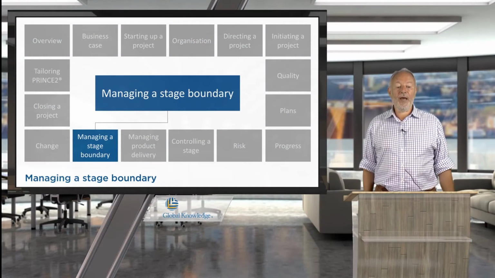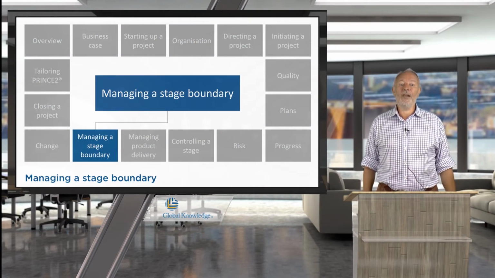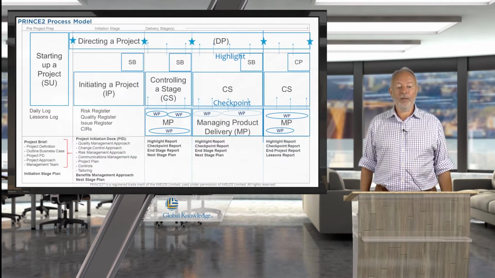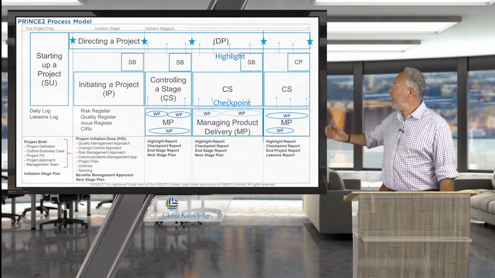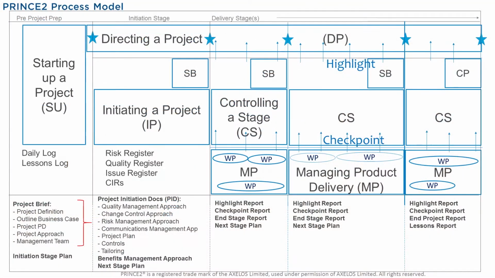So welcome to the PRINCE2 pre-course videos, and this video is managing a stage boundary process. So as we can see on here, managing a stage boundary is, as it says, in conjunction with a stage boundary. So we're going to have at least one stage boundary in a project between the two minimum number of stages. However, there may be more.